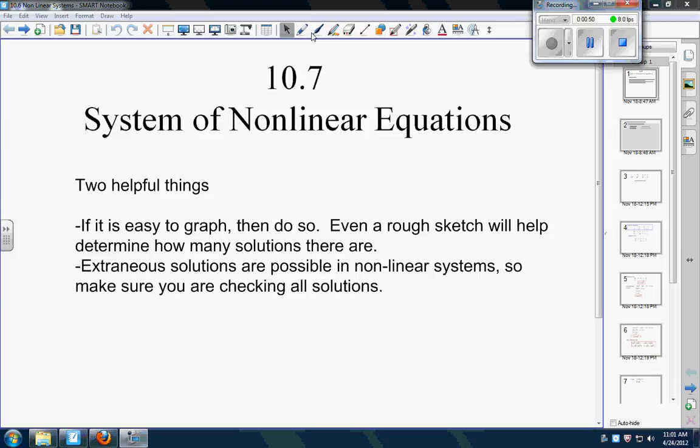Okay, so trying to figure out total solutions here, a few little hints. If the pictures are easy to graph, then just at least do a rough picture. It doesn't have to be accurate, but it'll at least tell you how many solutions are possible. And then the whole idea of the extraneous solutions: you can get solutions that don't necessarily work through your solving, so be sure you go back and check those solutions.